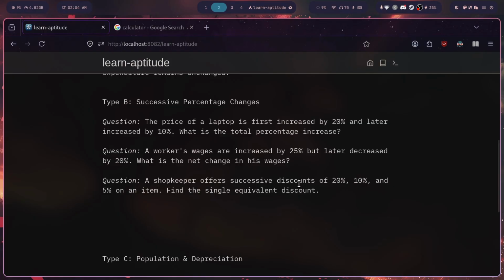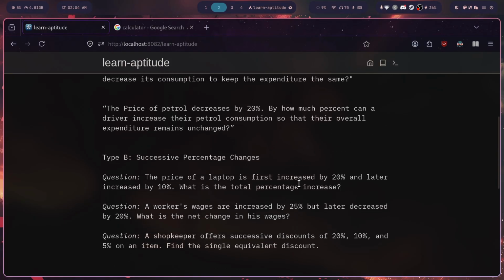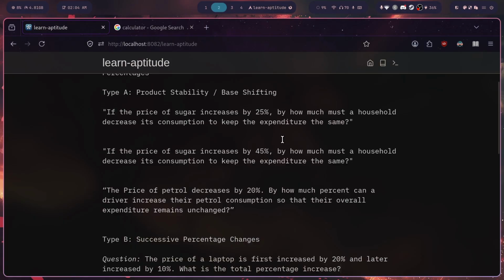Today we are going to continue with the percentage topic. Previously, if you've seen it, we mainly worked around product stability and base shifting, which included questions like: if the price of sugar increased by 25%, how much must a household decrease its consumption to keep the expenditure the same? For these kinds of questions, we already understood the logic and also wrote the code for it.